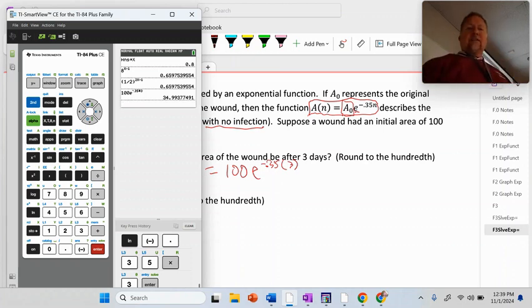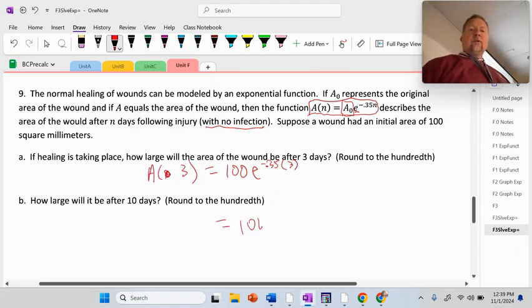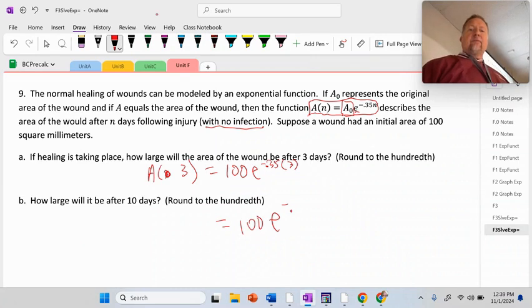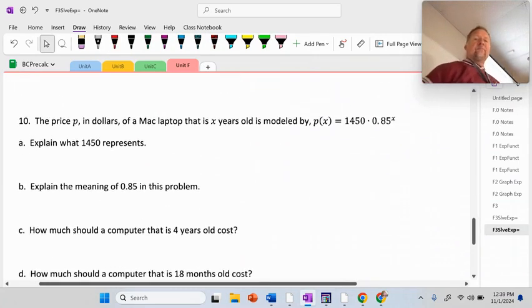And then the same thing for this one, just input, output. I think the other class I did the second one. 100 E negative 0.35, 10. And I just inputted that one.